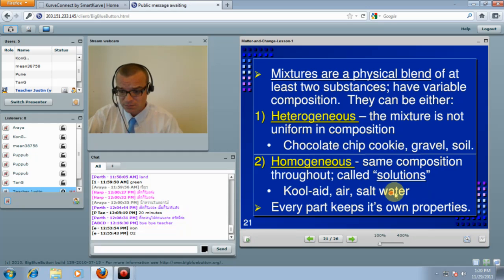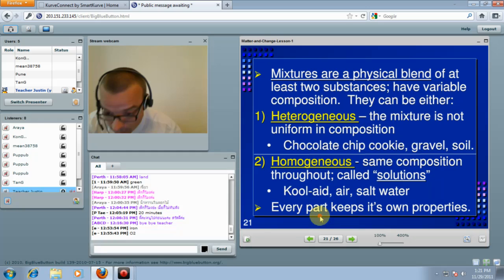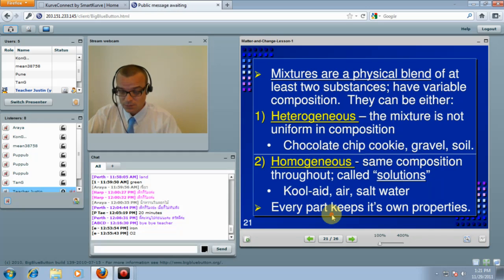Salt water. If you get a spoonful of salt, put it into some water, stir it around with a spoon, the salt's going to dissolve and become a solution. Same with sugar in your coffee. You can't see the sugar, it's become part of the solution. But every part, again, it keeps its own properties. The sugar is still the sugar, the salt is still the salt.